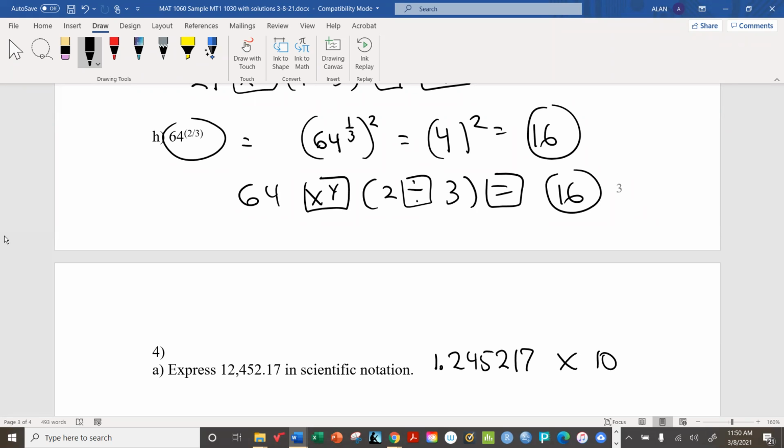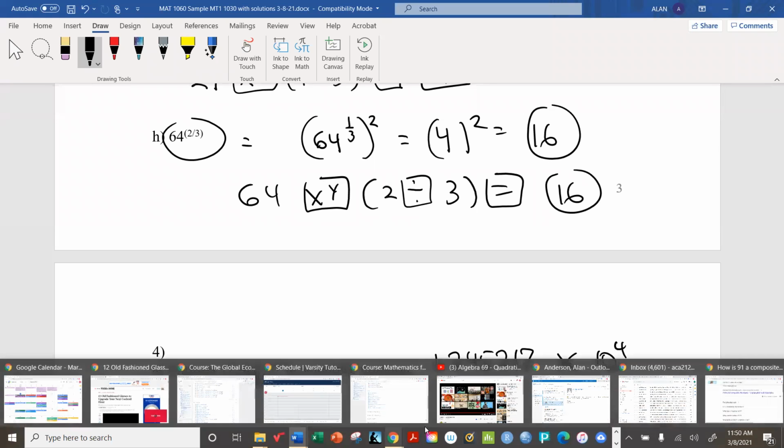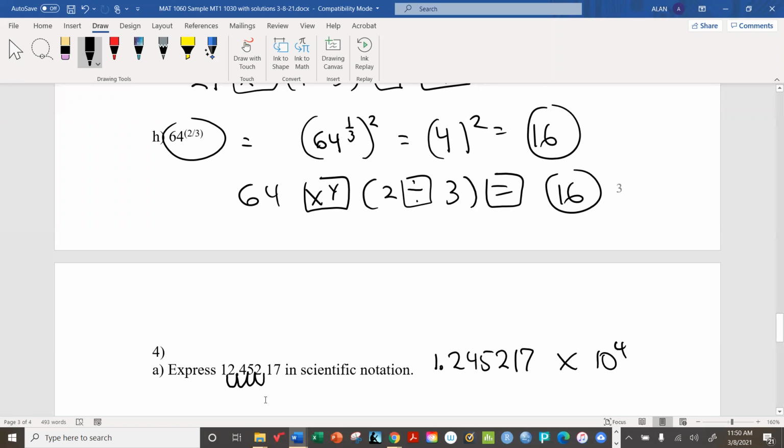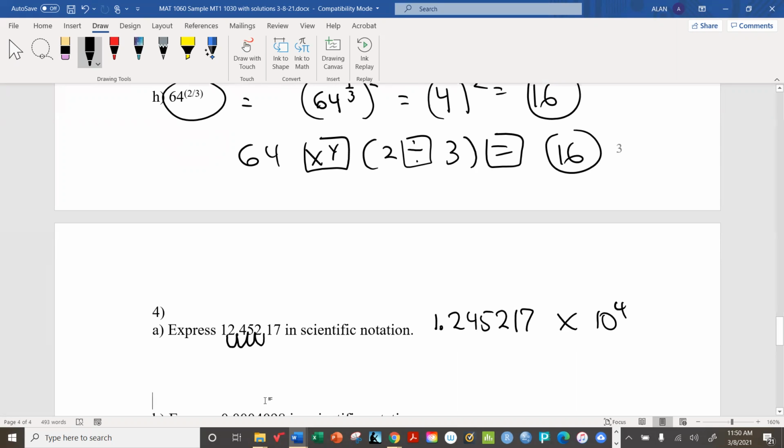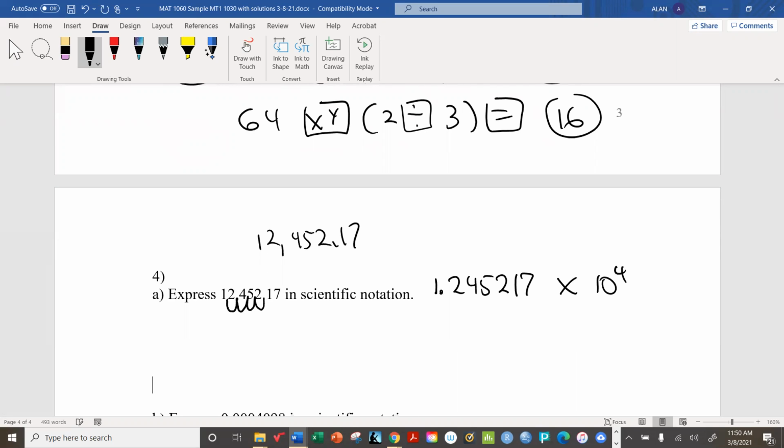Now, one way you can do this, an informal way, is to ask how many places I have to shift this decimal to come up with this number. If you do that, you'll get 1, 2, 3, 4. So 4 places. The other way to look at it is that 10 to the 4th is 10,000. If I multiply this by 10,000, I'm going to get this number, 12,452.17.